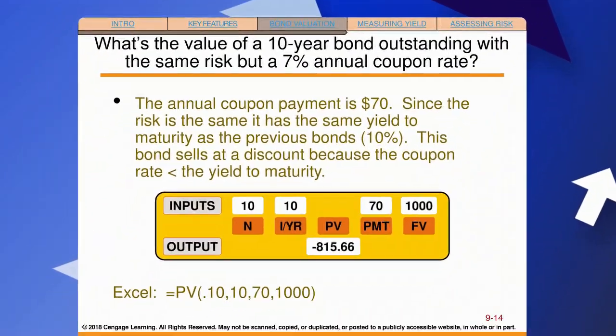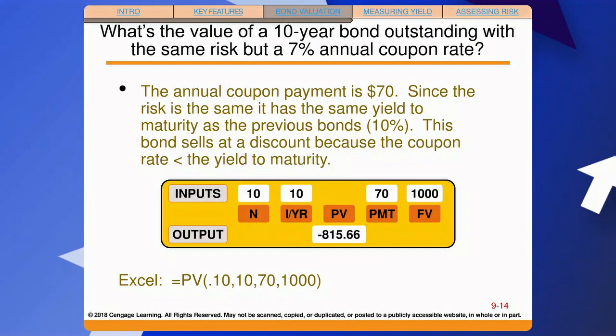Next naman is all about, okay, what is the value of 10-year bond outstanding with the same risk as 7%? So, kanina, ito naman is, okay, ito naman ay discount na, di ba? Kasi mas maliit na yung coupon rate mo. If the annual coupon rate is 7%, since the risk is the same, it has the same yield to maturity as the previous bonds of 10%, no? This bond sells at a discount because the coupon rate is less than the yield to maturity.